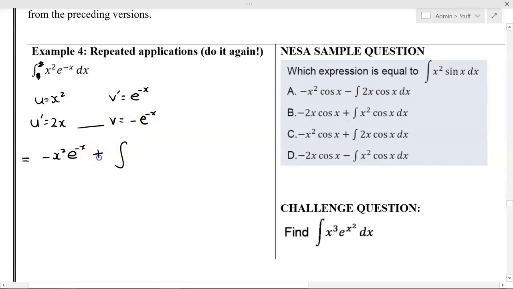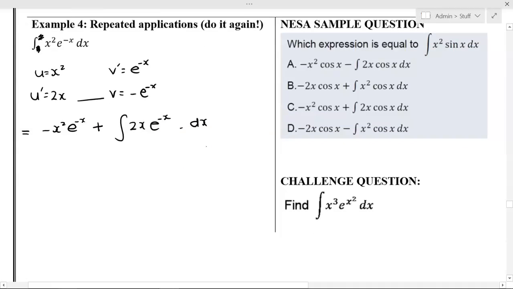So those two minuses can cancel. 2x e to the minus x with respect to x. Now obviously we can't integrate that. So we're going to go again with this one. So we're going to get u equal 2x, v dash equal e to the minus x again. Now you need to be very careful if this minus hasn't cancelled out. That's a flag there for you. U dash equals 2, v equals negative e to the negative x.